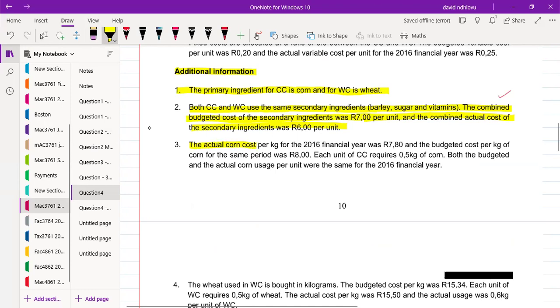Right, the actual corn costs per kg for the 2016 financial year was 7.8, but the budgeted cost per kg of corn was 8. Each unit of CC requires 0.5 kgs of corn. Both the budgeted and the actual corn usage per unit were the same for the 2016 financial year.